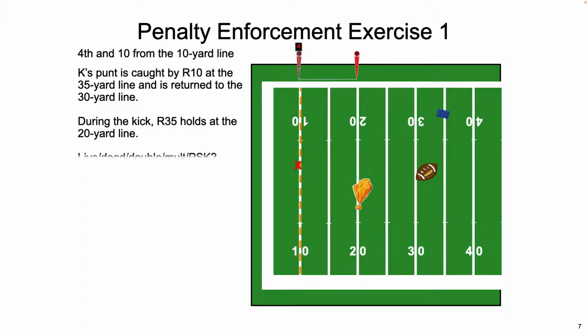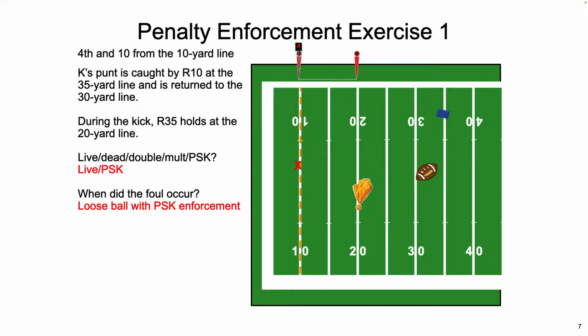So let's go through our questions, and notice we've added PSK as a potential answer to this first question. Do we have a live ball or dead ball foul? And then was it a double, a multiple, or a PSK? So in this case, we had a live ball foul, but we also have a PSK foul as well, right? We had a foul by R beyond the expanded neutral zone before the end of the kick, where K is not the next to snap. So all of the conditions for a PSK foul are met. So that's what we have. So what type of foul did we have? Like we said before, it's a loose ball foul with PSK enforcement.